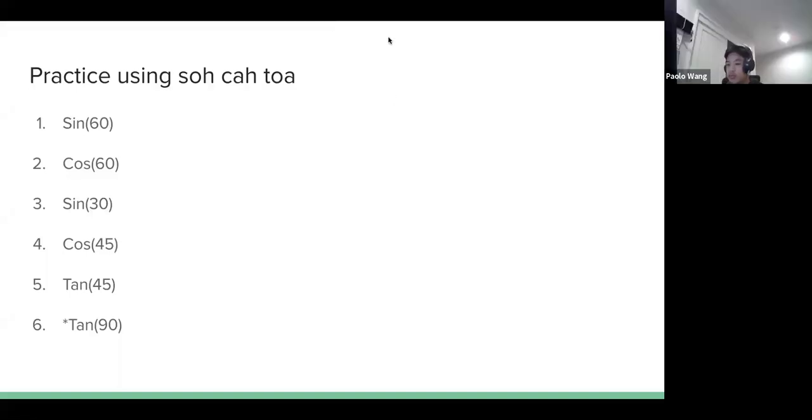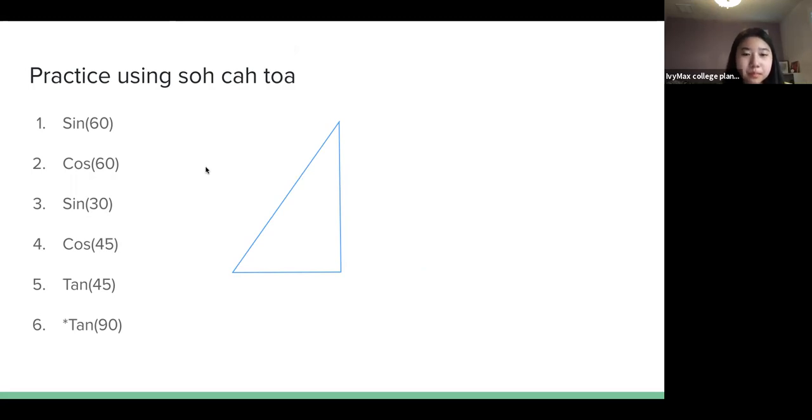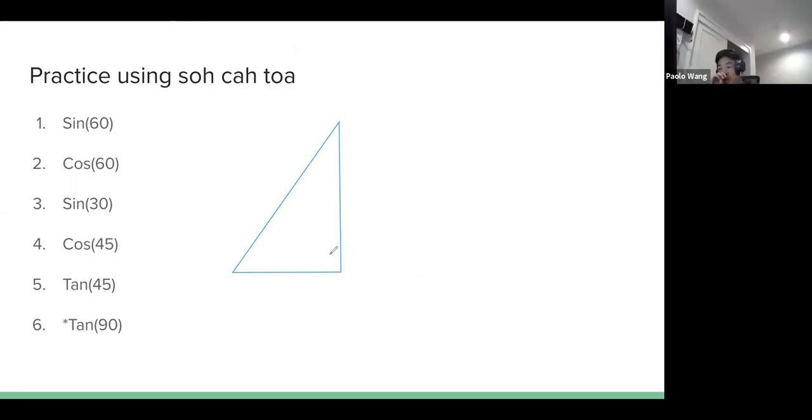Alright, so for some practice using SOHCAHTOA. For the first problem, we have sine 60 degrees. Sine 60 degrees is equal to opposite over hypotenuse.